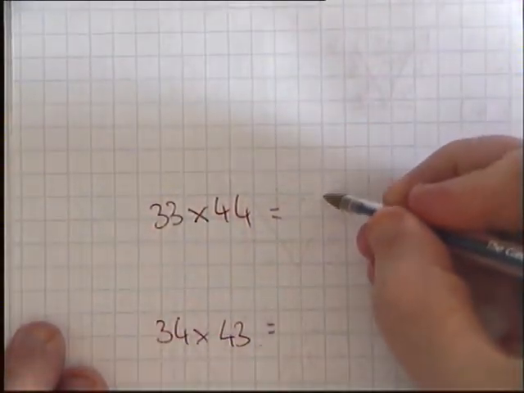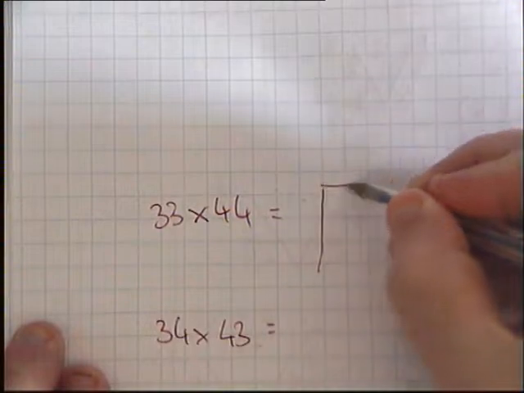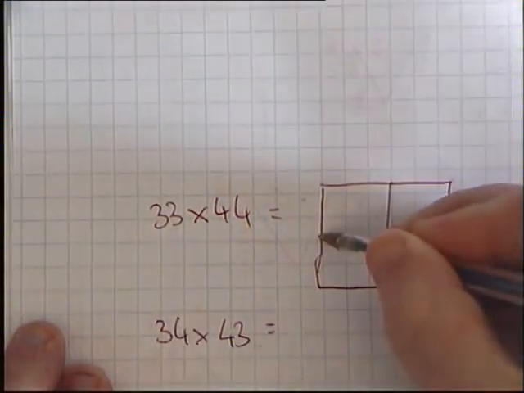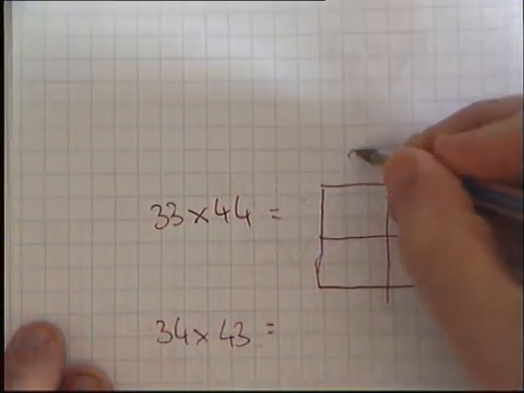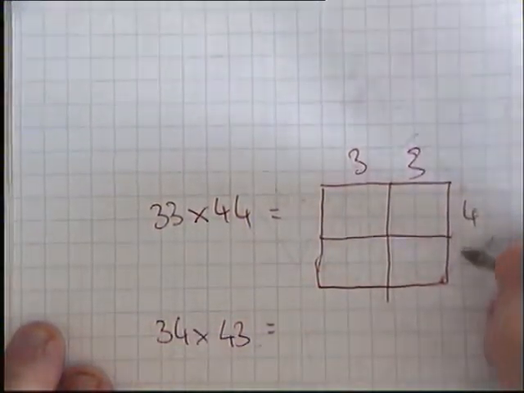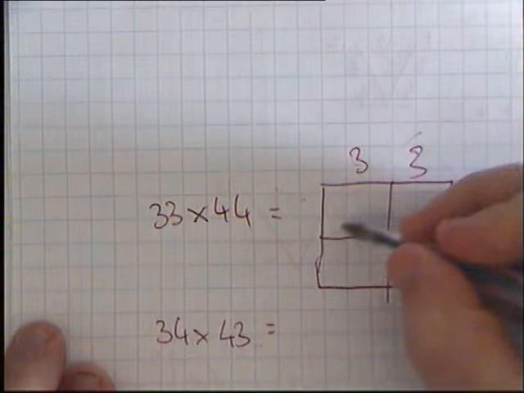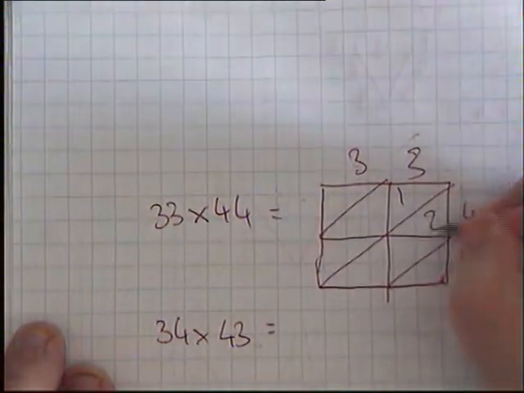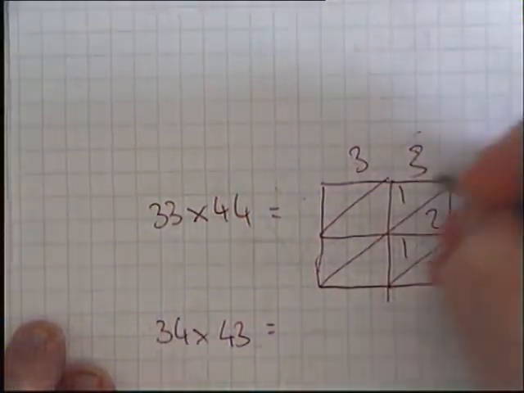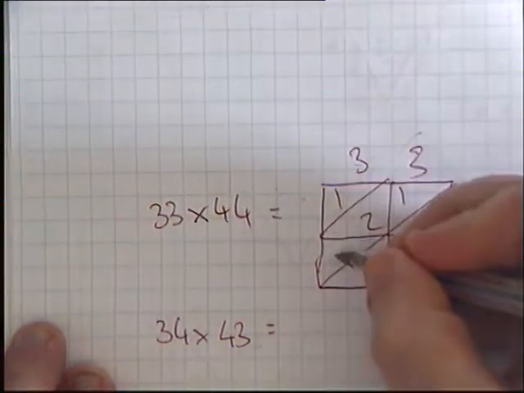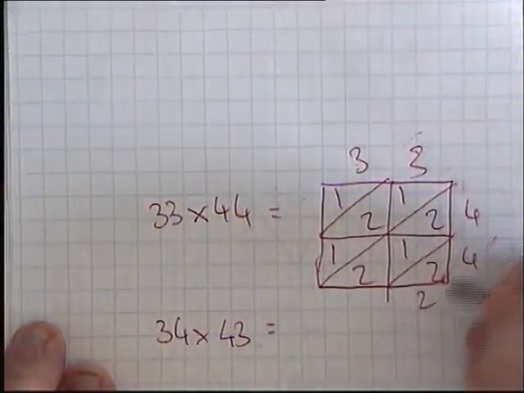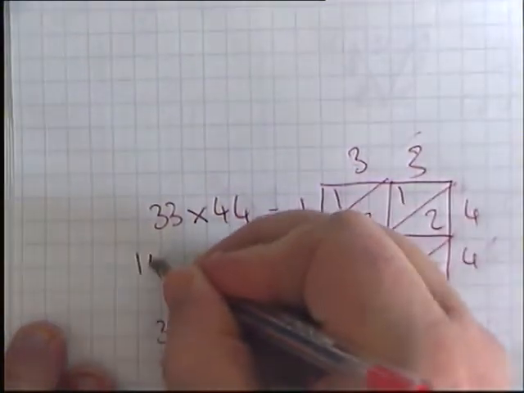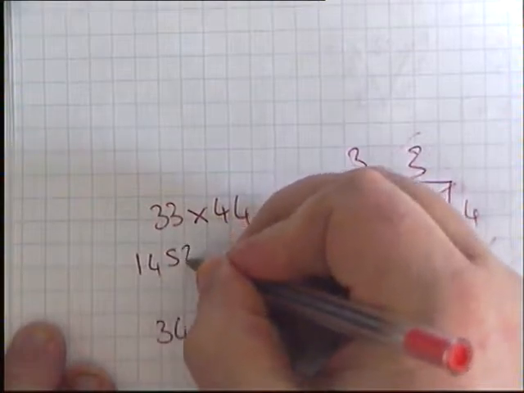I've started using the lattice method massively for my multiplying recently, so I'm going to show you using the lattice method. Feel free to use any multiplication method you want. 33 times 44. So I put my diagonals on. We've got 4 times 3 is 12, 4 times 3 is 12, 3 times 4 is 12, 3 times 4 is 12. That gives me 2, 5, 4, 1. So that's 1, 4, 5, 2.